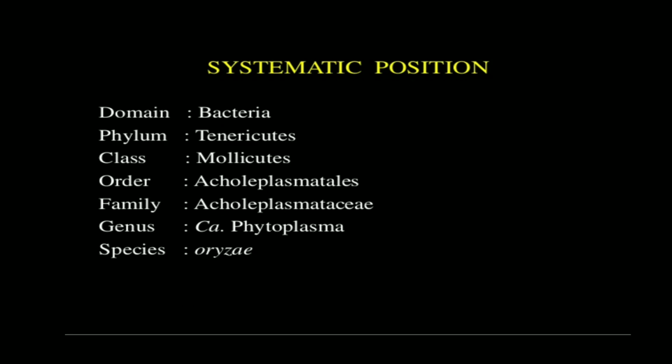Then we'll talk about the systematic position of this mycoplasma, right? Its domain is bacteria, meaning it's one of the bacteria. The phylum is Tenericutes, and the class is Mollicutes. The order is Acholeplasmatales, the family Acholeplasmataceae, the genus Phytoplasma, and the species is oryzae, right? So Phytoplasma oryzae is its scientific name.